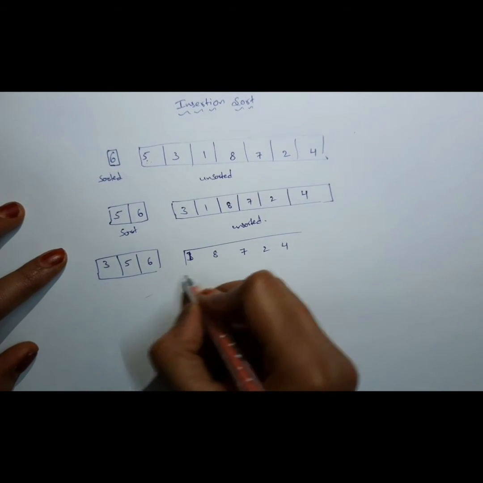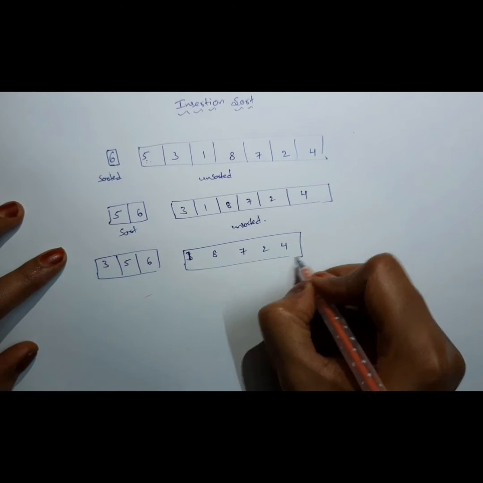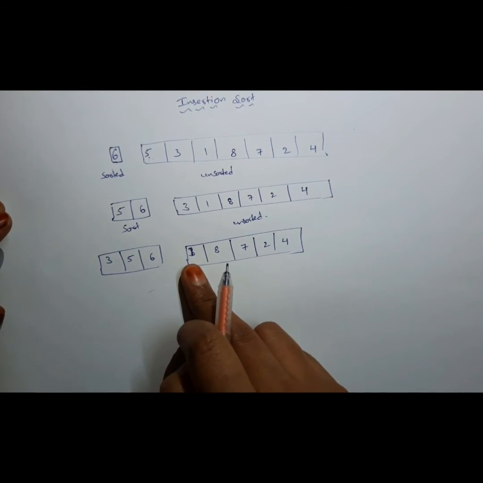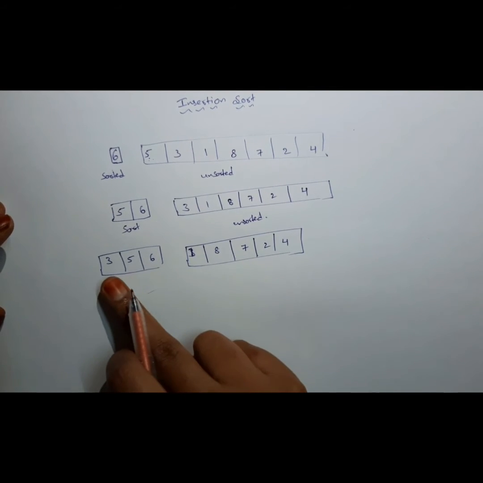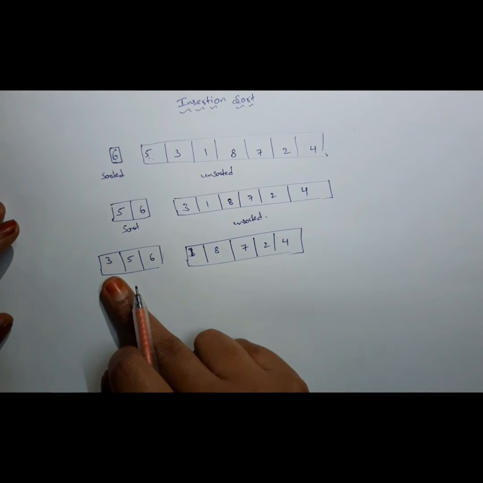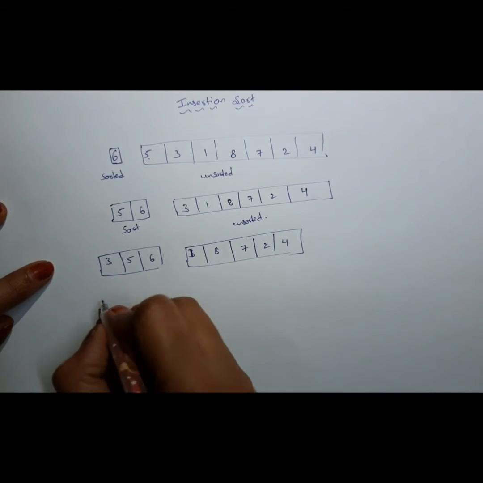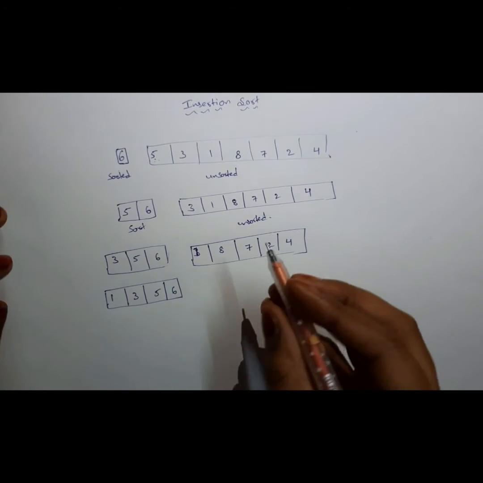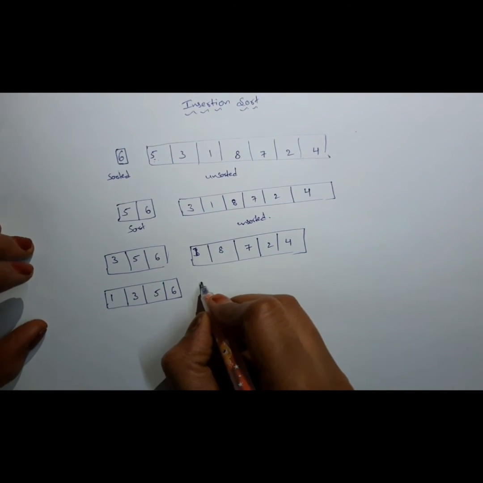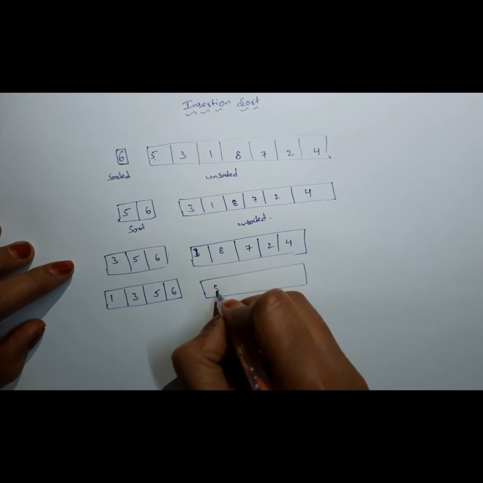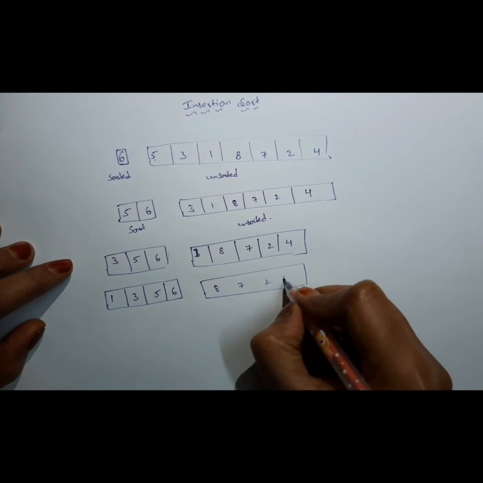Okay, now you need to consider 1 from the unsorted list, and you need to compare it with all these elements in the sorted list. 1 is smaller than 3, so I am placing 1 here. 1, 3, 5, 6, and the remaining elements are 8, 7, 2, 4.